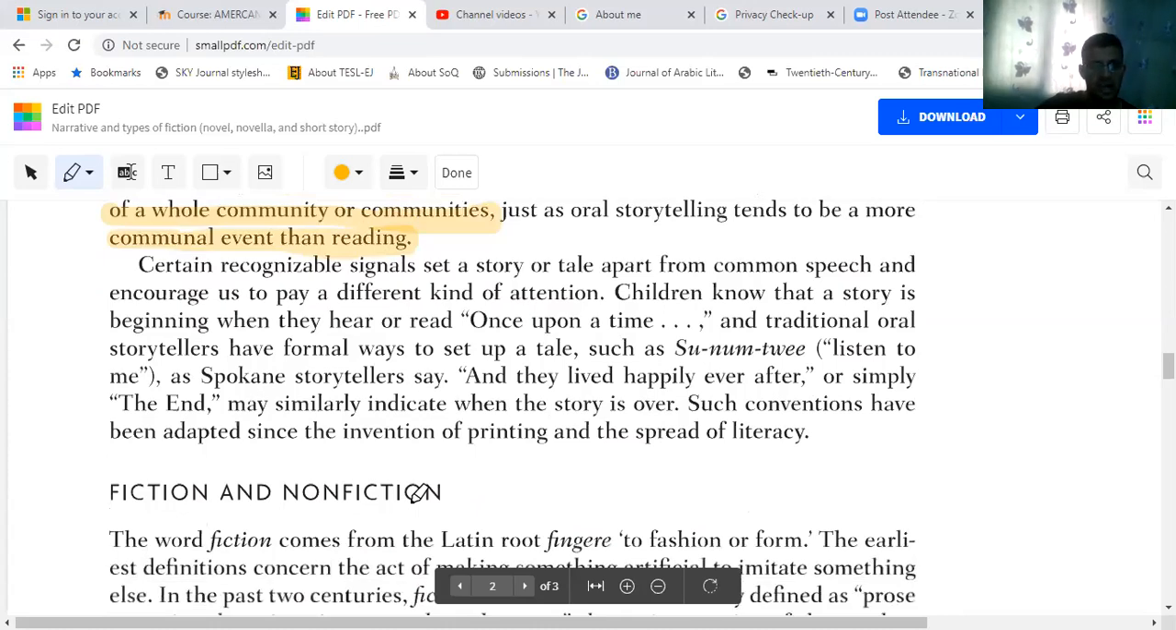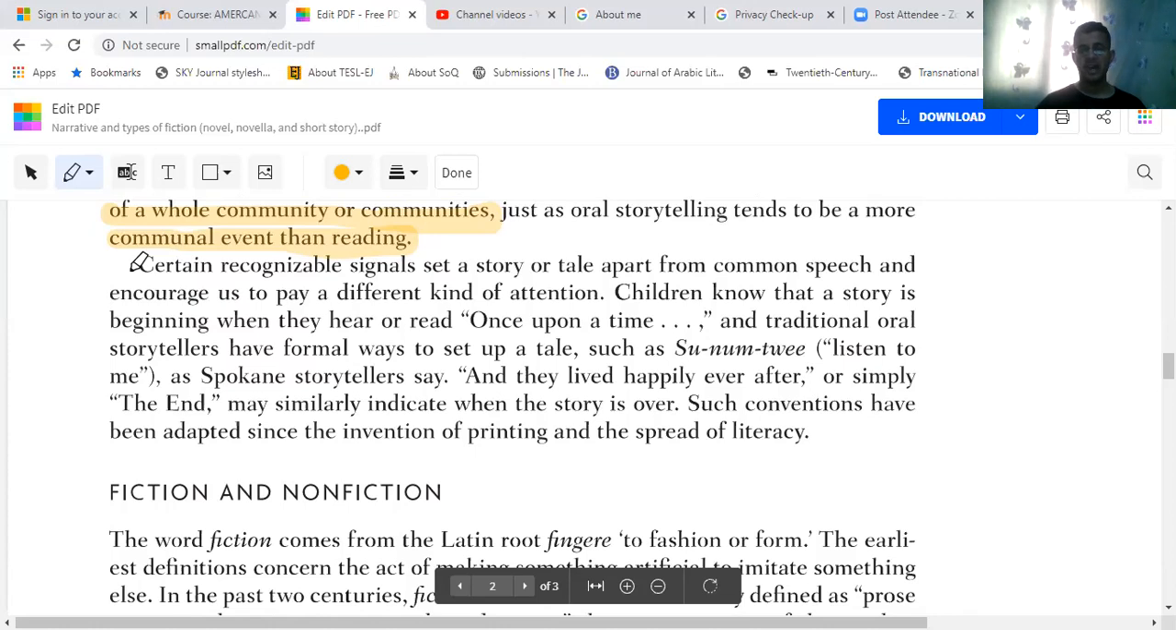Such conventions have been updated since the invention of printing and the spread of literacy. So here, this paragraph distinguishes between the printed story and the oral stories. With oral stories, there are conventions that we have to know. For example, the beginning of the story: when we hear the words once upon a time, we know that this is the beginning of a story that children will pay attention to, okay?